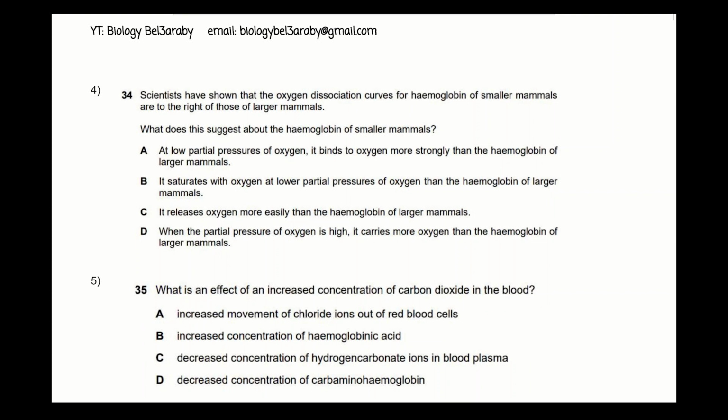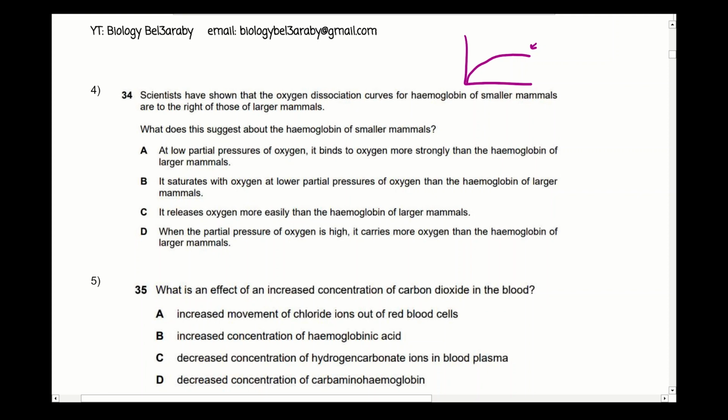Question number 4. Scientists have shown that the oxygen dissociation curves for hemoglobin of smaller mammals are to the right of those of large mammals. What does this suggest about the hemoglobin of smaller mammals? First of all, when the oxygen dissociation curve shifts to the right, this means that it has a lower affinity to oxygen. It needs a higher partial pressure of oxygen to achieve a particular saturation.